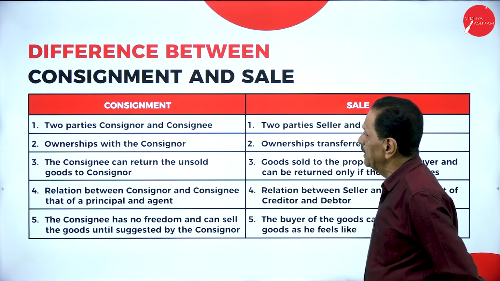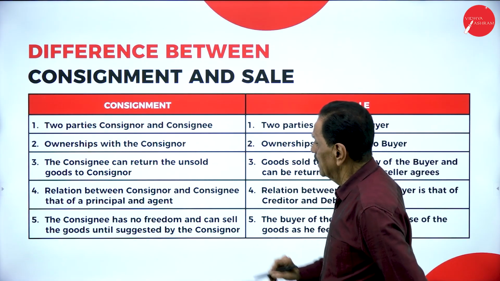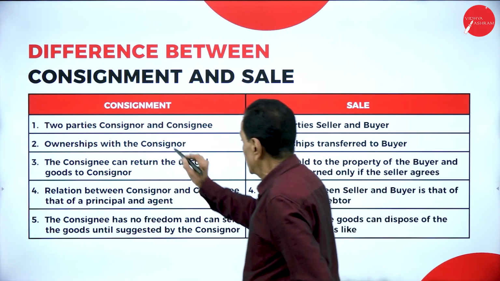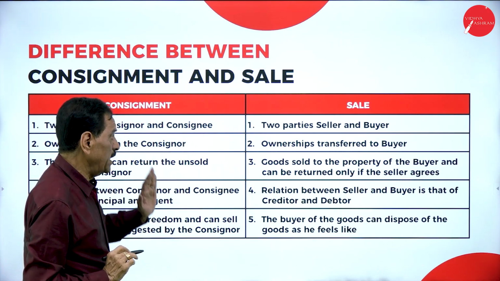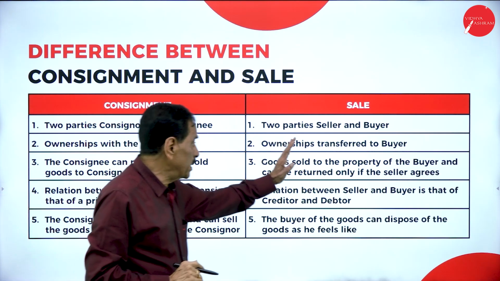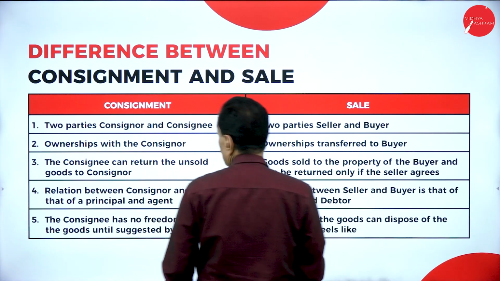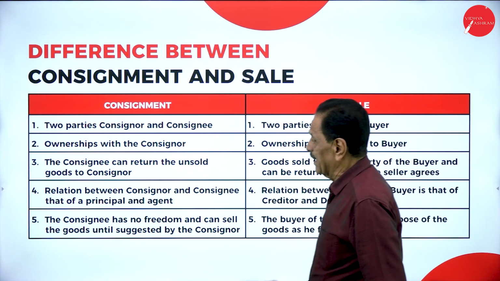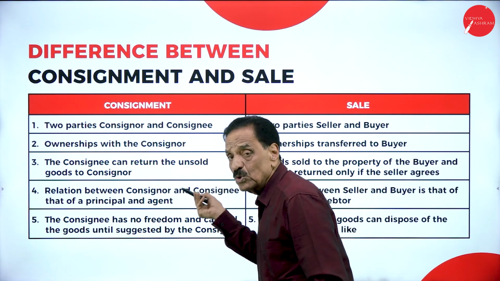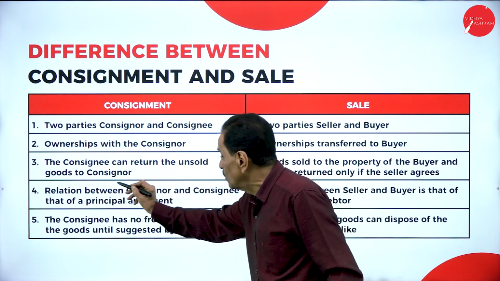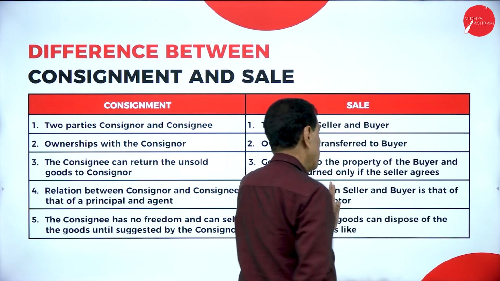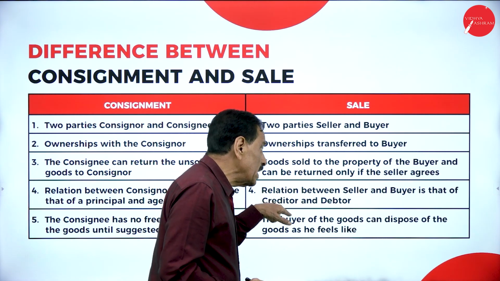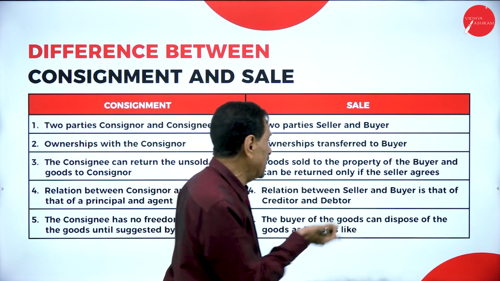Difference between consignment and sale. In consignment, there are two parties. One is the consignor, another is the consignee. Consignor is the owner, consignee is the agent. Two parties in a sale are, one is the seller, another is the buyer. Here ownership lies with the consignor, whereas in sale ownership is transferred to the buyer. The consignee can return the unsold goods, the goods which cannot be sold, to the consignor. Goods sold to the buyer can be returned only if the seller agrees.